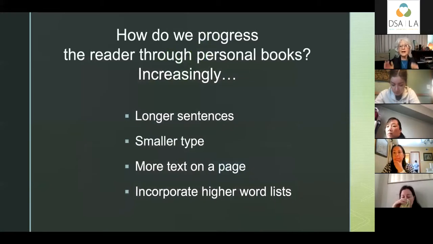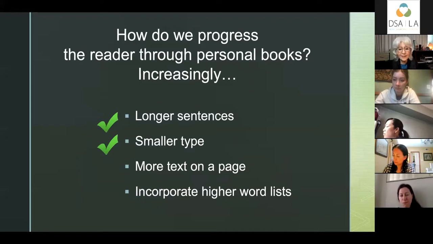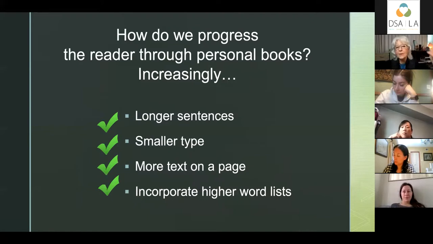All right, how do you progress the reader through personal books? Okay, this is easy. Longer sentences, smaller type, more text on a page, and you incorporate higher word lists, but that takes time. Your first books are going to be with huge type, and you will be able to tell, because you're the mom and you're intuitive, when you can get a little smaller.